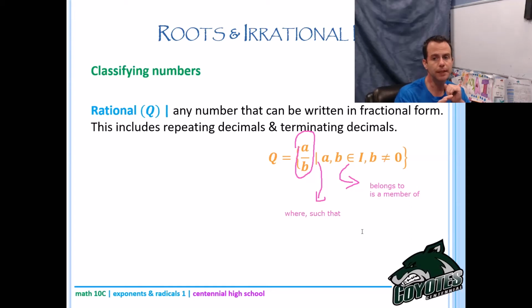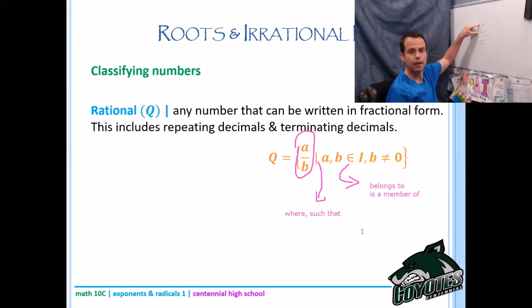So A and B have to be integers, and B can't be 0. I can't have 0 on the bottom of a fraction. Division by 0 is undefined, okay? It is totally okay to have 0 on the top, okay? If I had 0 divided by 5, you are asking to take nothing and put it into 5 equal parts. That's fine. I can have 5 equal parts of nothing, and that will give me nothing.